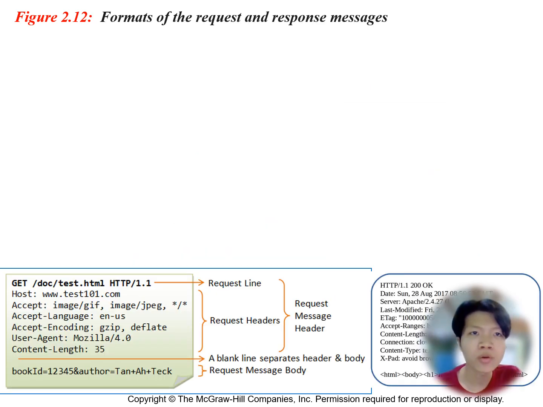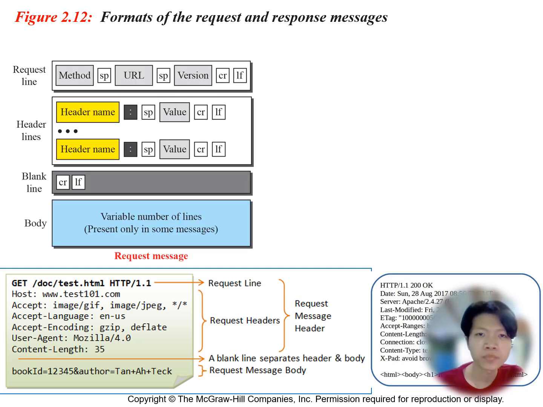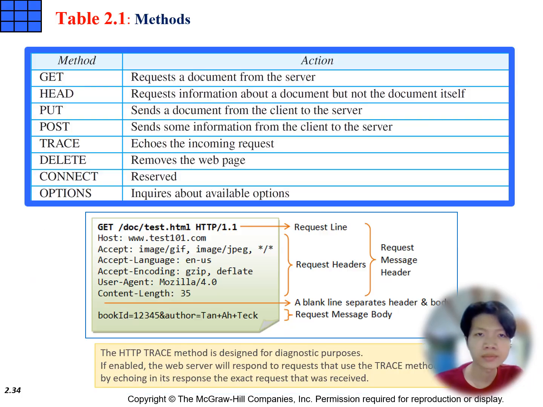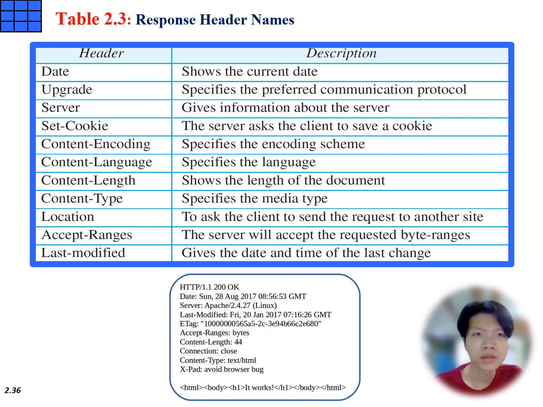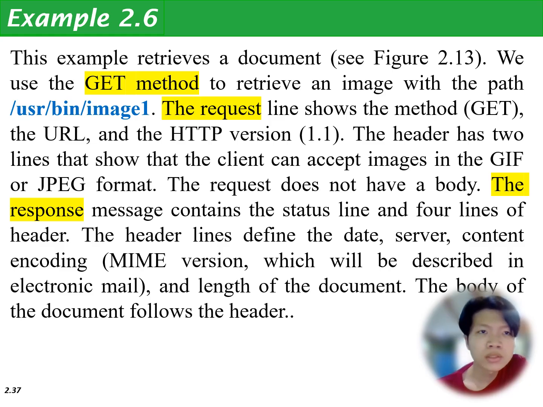These are the formats for the request and response messages. And this is the table of methods. And this is the table of request header names. And these are the response header names. Next example. This example retrieves a document.